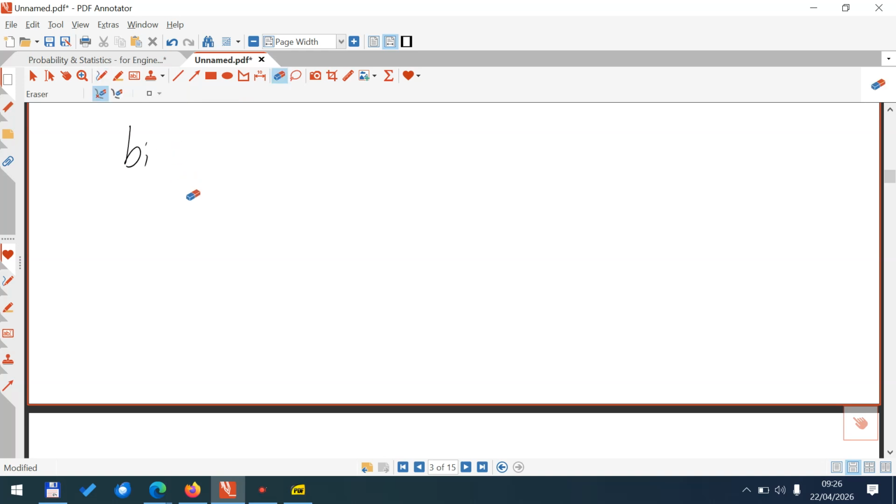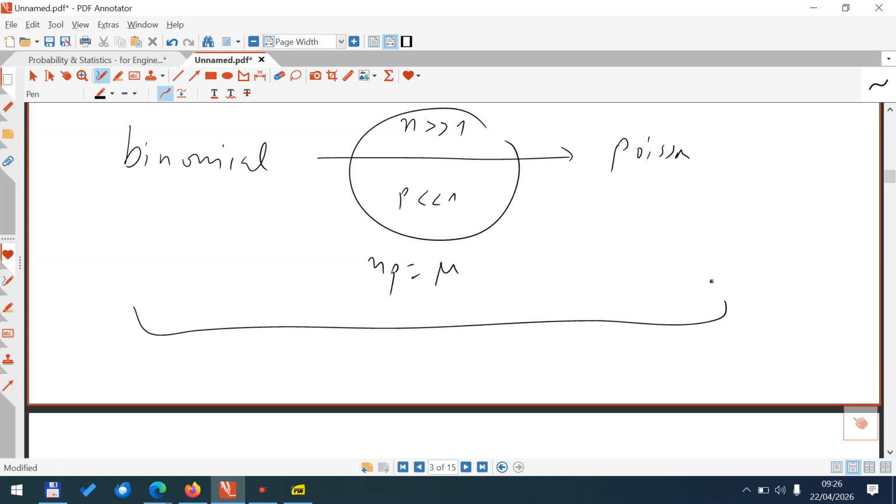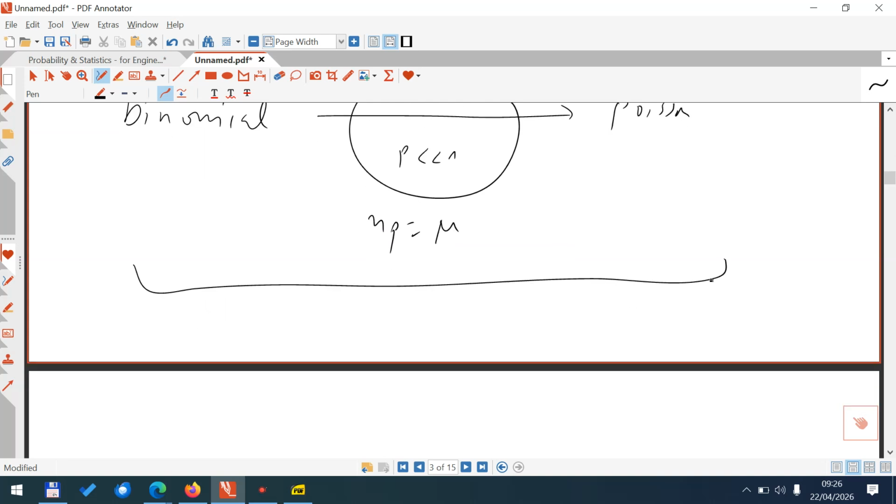binomial, and under certain assumptions we arrived at Poisson. And the assumptions were this: n being very large and p very small, in such a way that n times p was a constant. That was the main thing there.